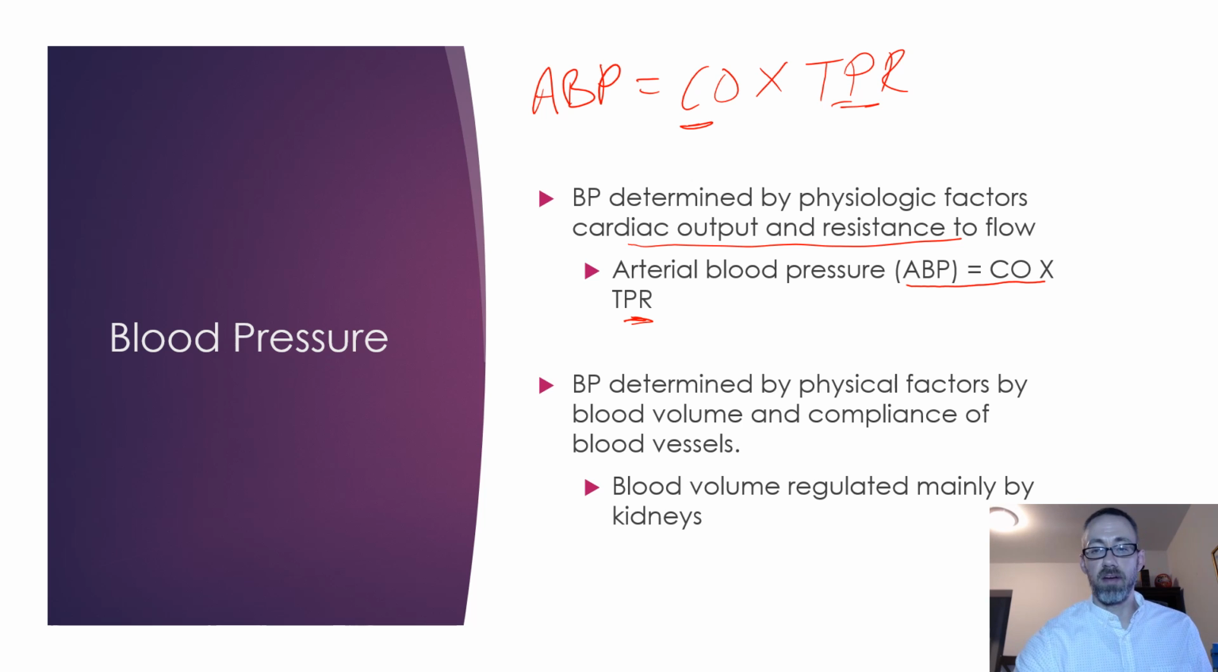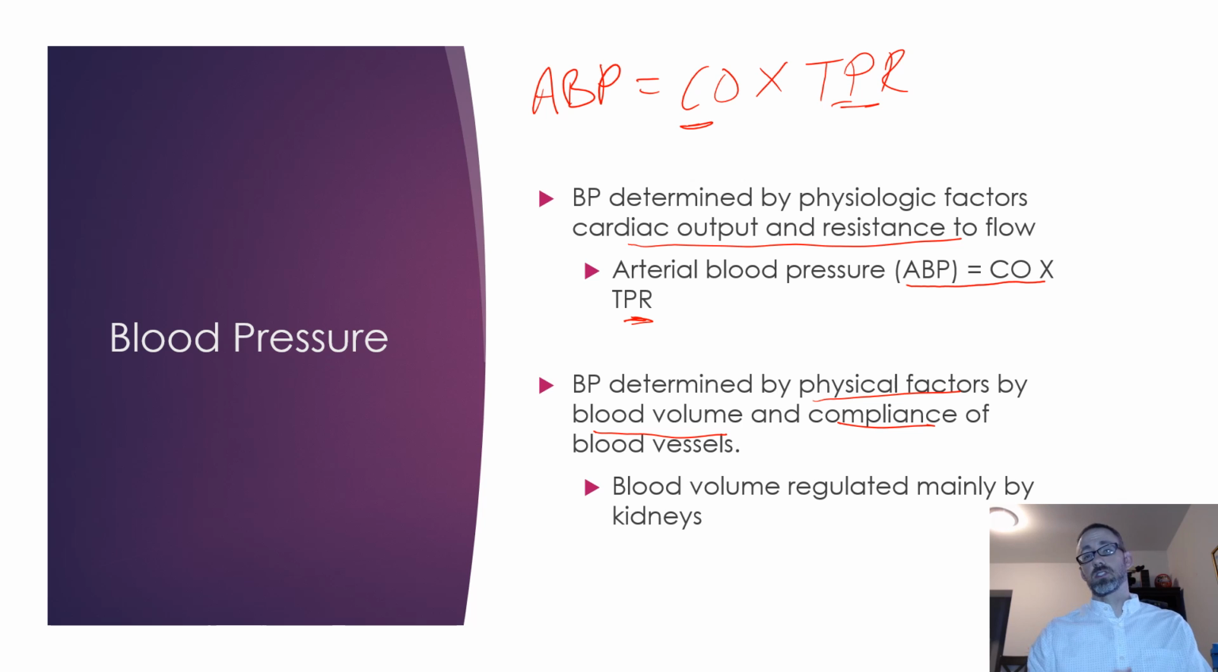Blood pressure is determined by physical factors as well. So it's determined by our cardiac output and our resistance, but physical factors that influence blood pressure are the volume of blood and the compliance of the blood vessels. So the compliance, again, is essentially a measure of how distensible the vessel is and how much pressure is generated every time a volume fills up the vessel. How much it can stretch and recoil with that volume.